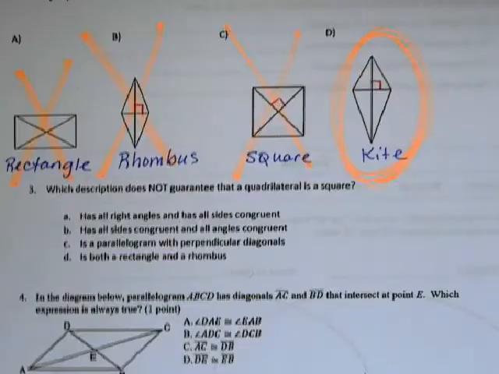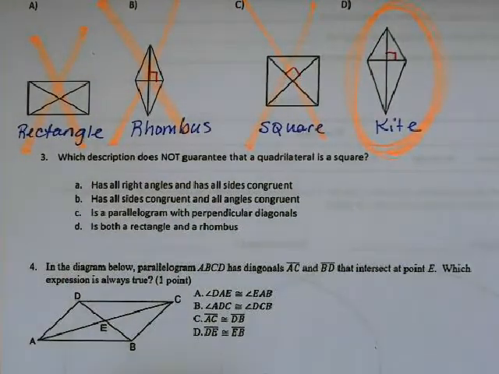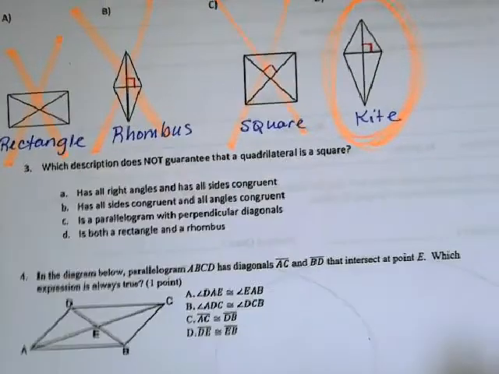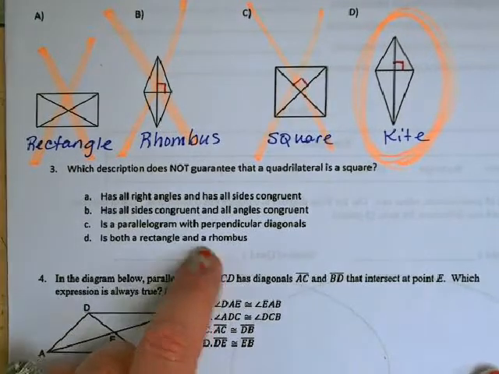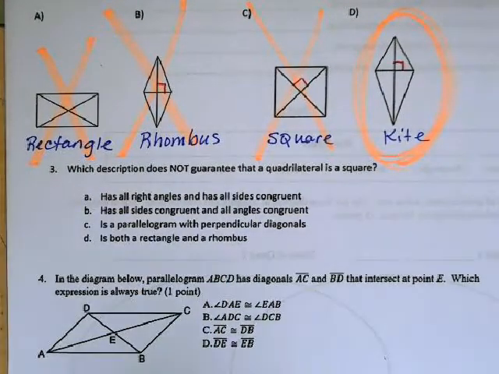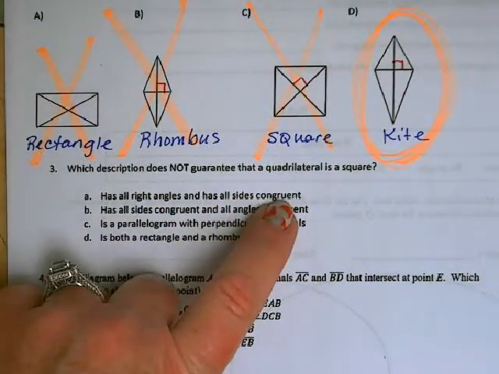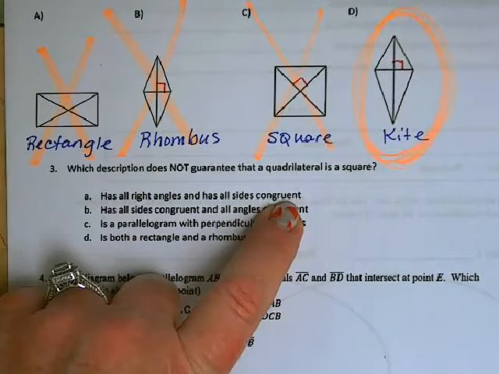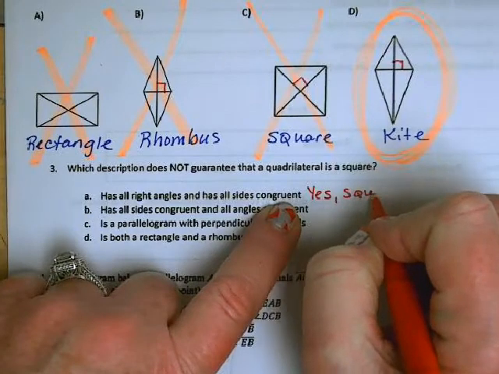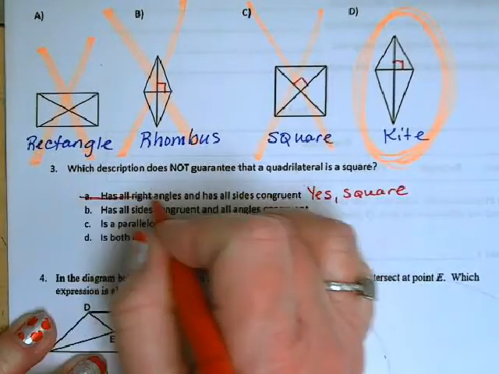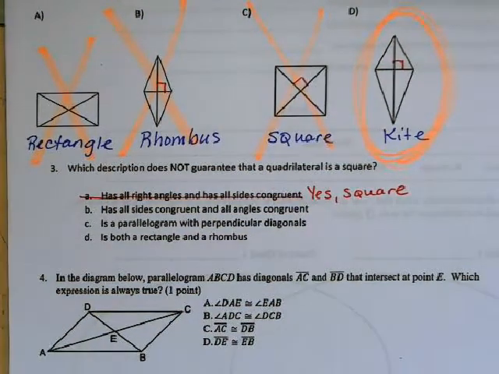All right, moving on. Number 3. Which description does not guarantee that a quadrilateral is a square? So basically, you're looking for which one of these definitions does not guarantee you get a square. So, A, if my quadrilateral has all right angles and has all sides congruent, does that give me a square? Yes, that gives me a square, right? So I'm looking for the one that does not give me a square, so that doesn't work. That's not the right answer, because that would give me a square.